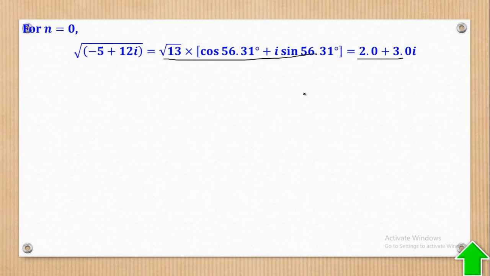Let me first use the calculator. If I write root 13 times cos 56.31, I'm going to get 1.999996464. So when I round off to 4 decimal places, it still gives me 2.0. Then the same applies to this, it will give me 3.0. That is why I'm using 1 decimal point.